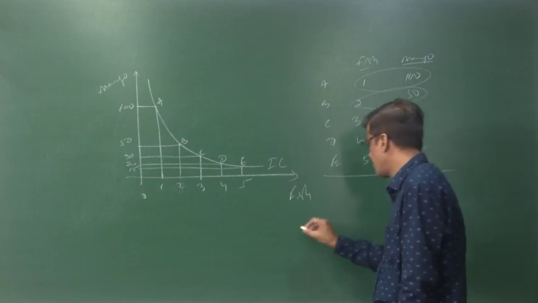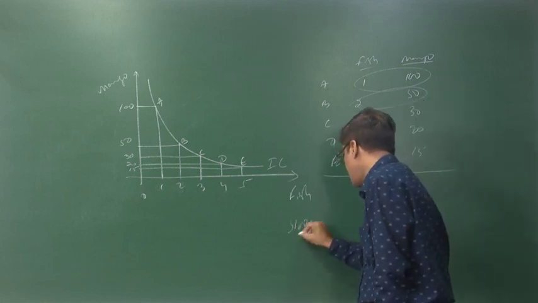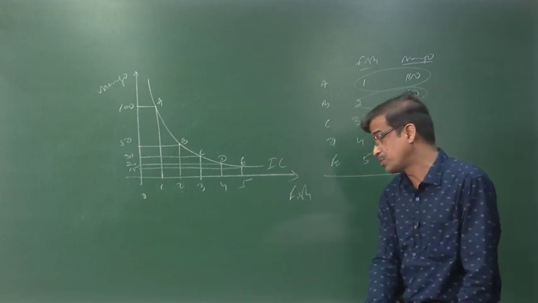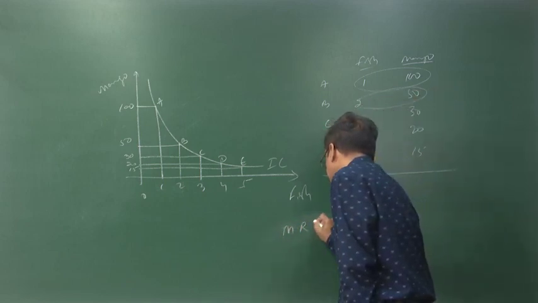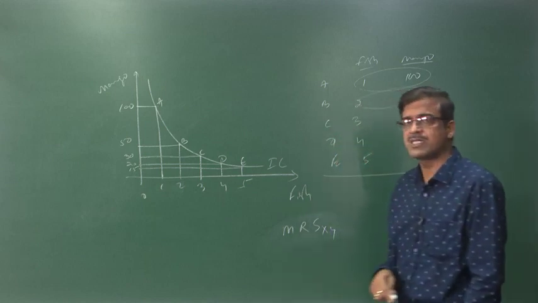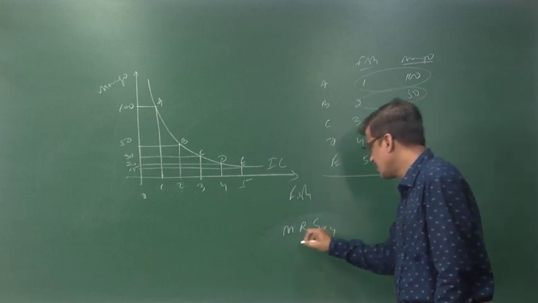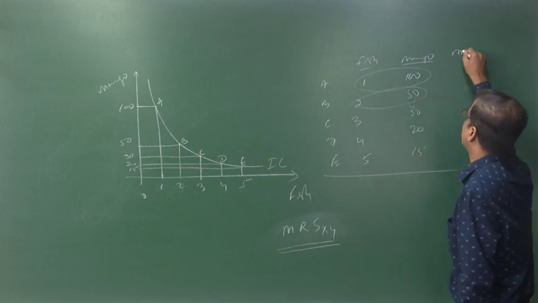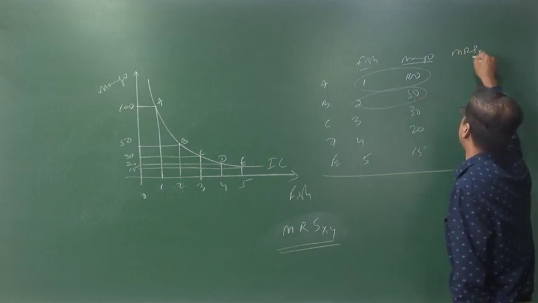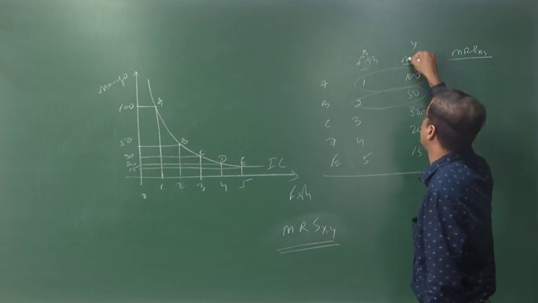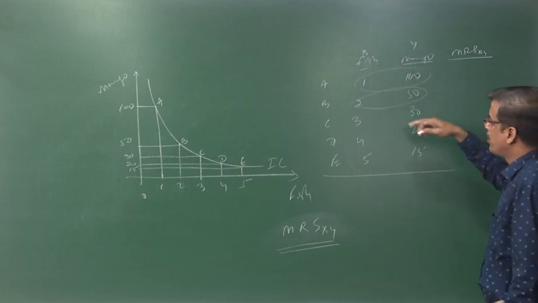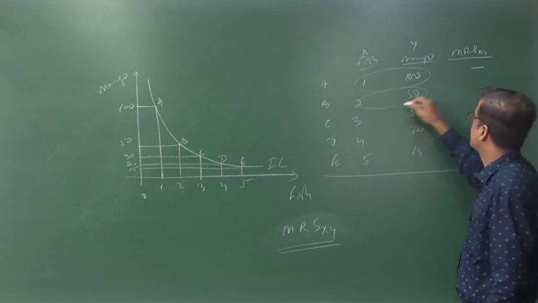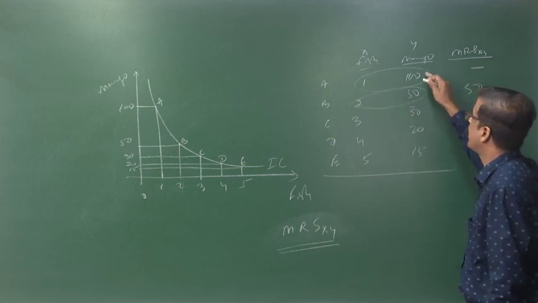That is the slope. Now, for the slope of the indifference curve, we have to take into account the marginal rate of substitution. Marginal rate of substitution of x for y, or fish for mango. What is the marginal rate of substitution of fish for mango? If we are consuming one extra unit of fish, how much mango do we have to sacrifice?